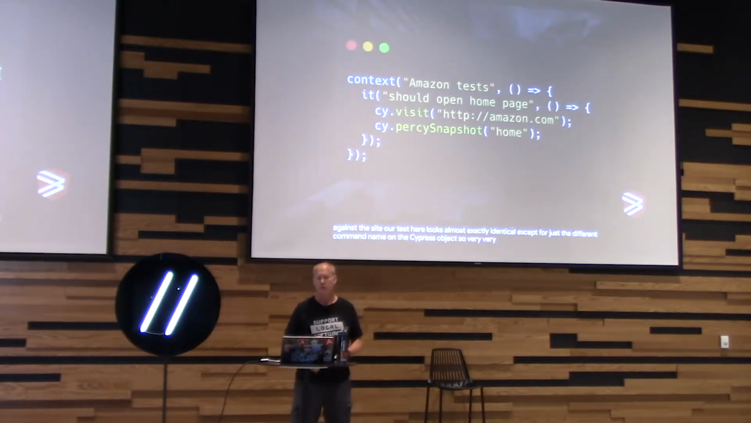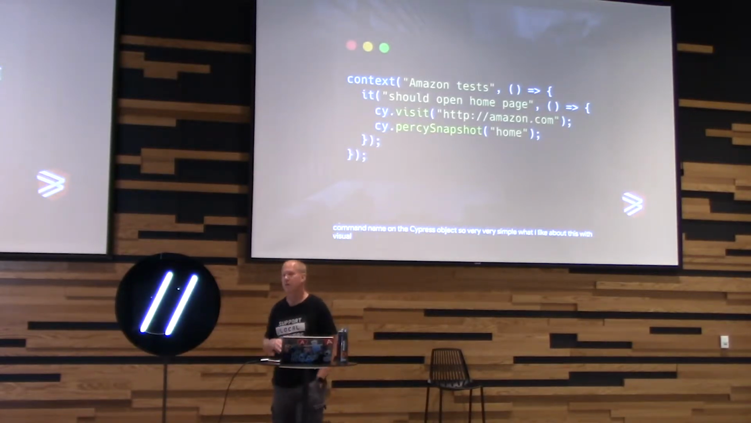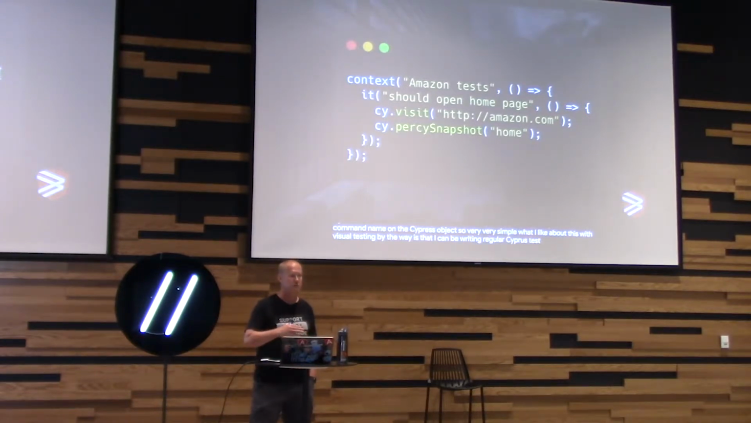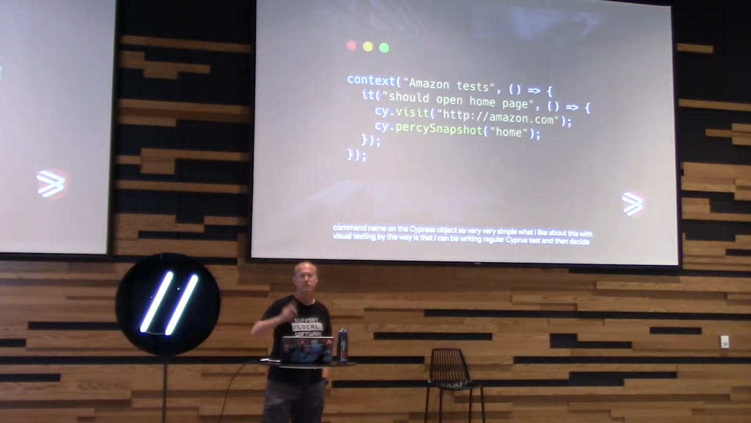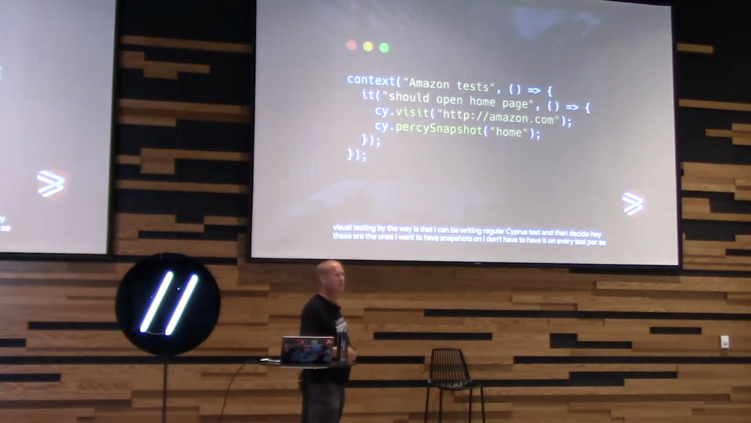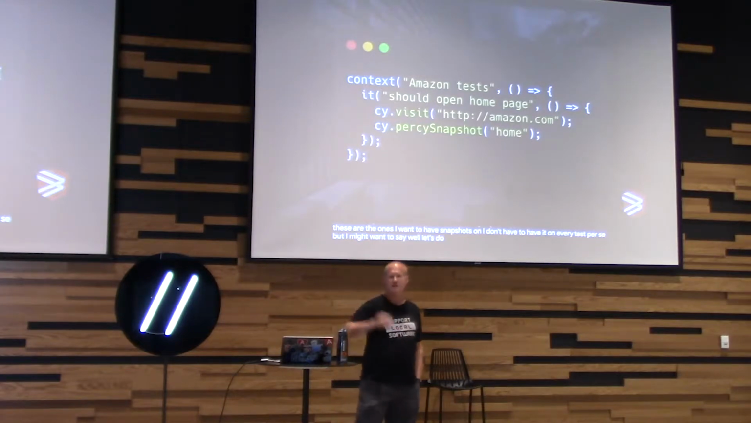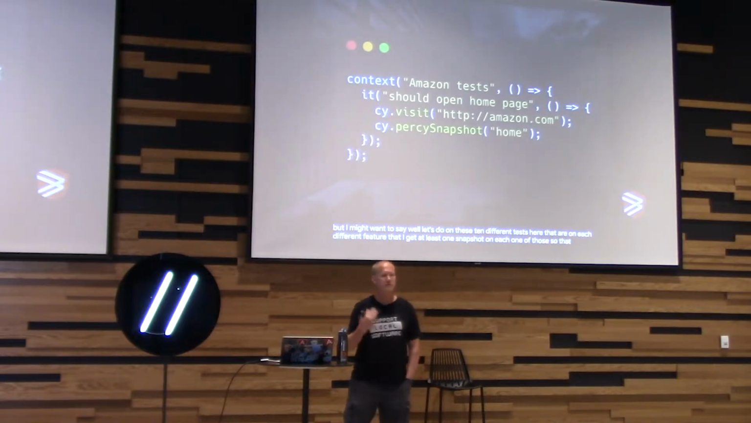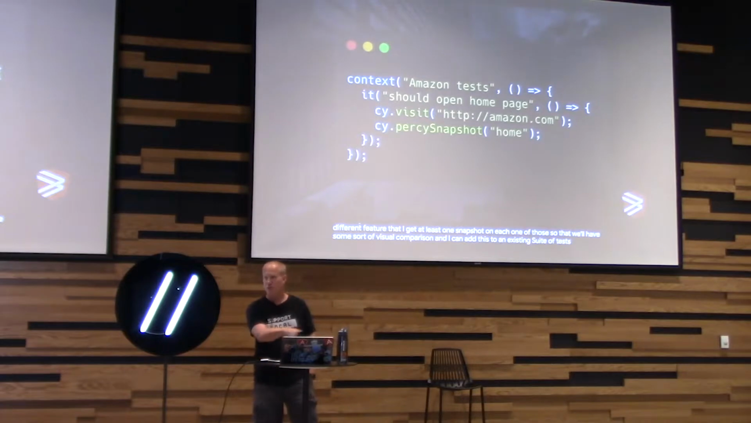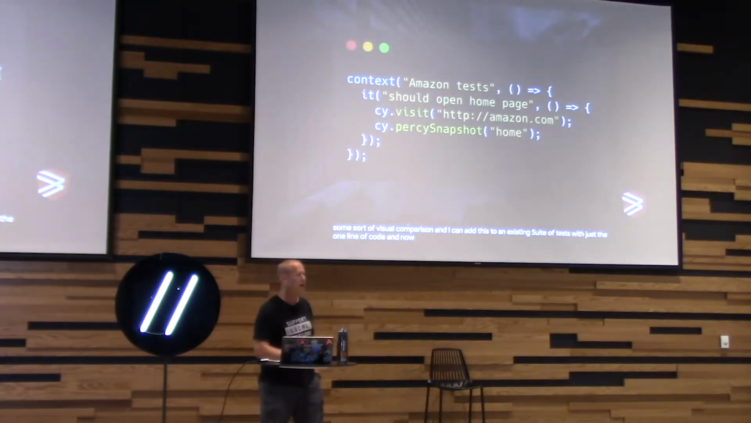So very, very simple. What I like about this with visual testing, by the way, is that I can be writing regular Cypress tests and then decide, hey, these are the ones I want to have snapshots on. I don't have to have it on every test per se, but I might want to say, let's do it on these 10 different tests that are on each different feature, so that I get at least one snapshot on each one of those and we'll have some sort of visual comparison. And I can add this to an existing suite of tests with just the one line of code, and now I have visual testing.